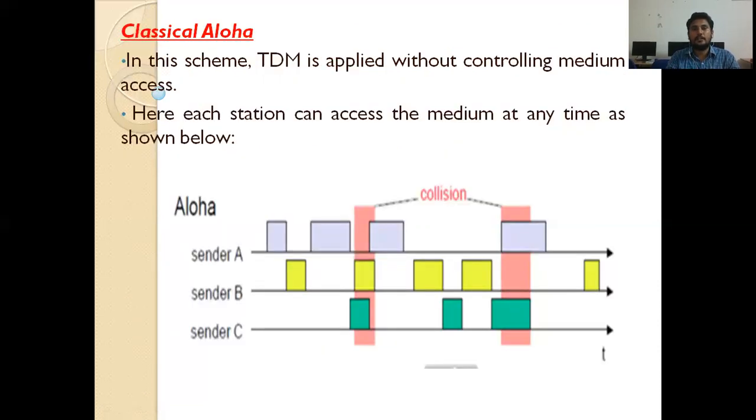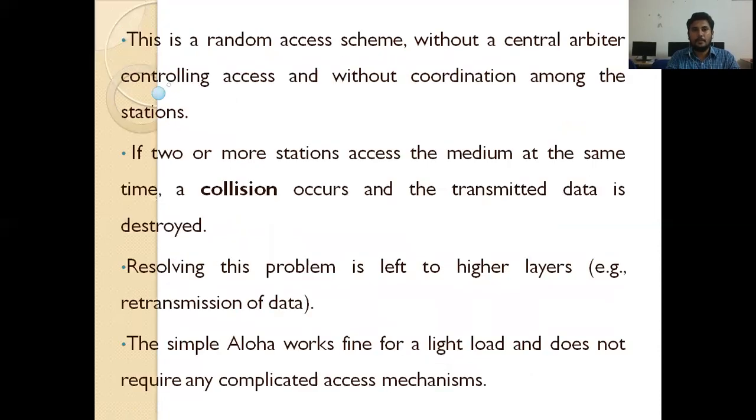Another name for this classical Aloha is pure Aloha. Either pure Aloha or classical Aloha, both are the same. When two or more stations access the medium at the same time, a collision occurs and the transmitted data is destroyed. Resolving this problem is left to higher layers. For example, retransmission of data. If the data collides, you have to retransmit, you have to resend the data.